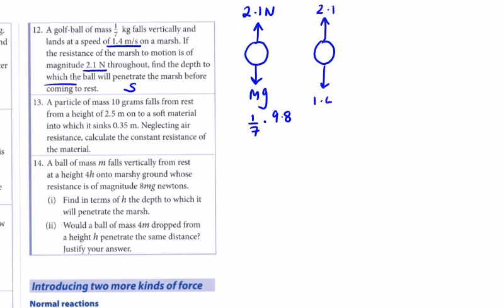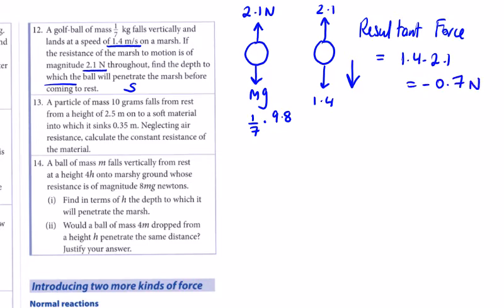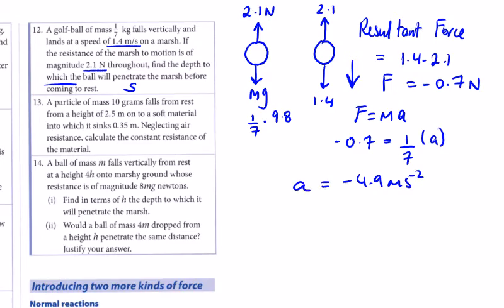and a 1.4. So my resultant force is equal to, and it's falling in this direction, so it's going to be 1.4 minus 2.1, which is equal to minus 0.7 newtons. And we know this resultant force is equal to ma. So this will give us acceleration. Minus 0.7 is equal to the mass. We can leave it at 1 over 7, I'd say, times acceleration. So minus 4.9 ms to the minus 2 is going to give me a.